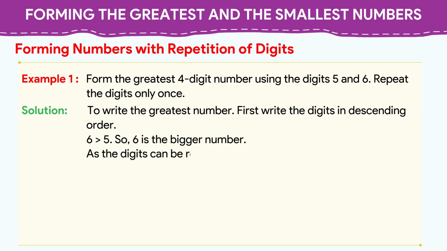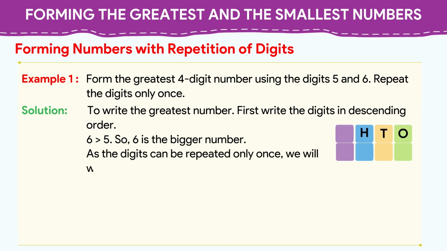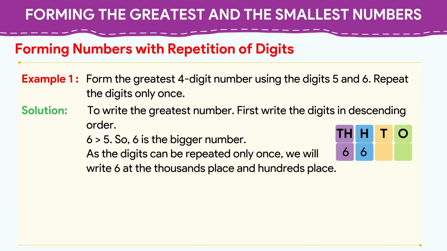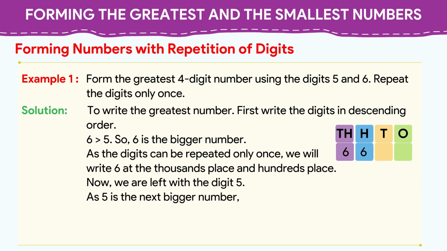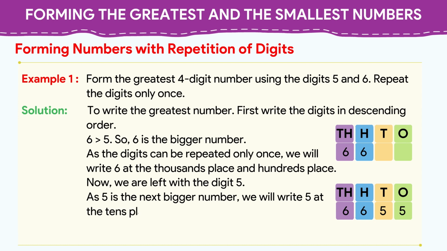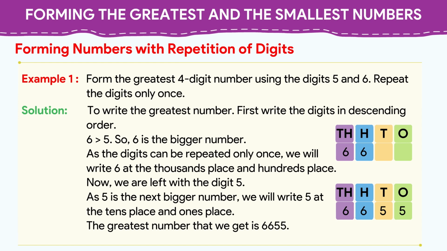As the digits can be repeated only once, we will write 6 at the thousands place and hundreds place. Now, we are left with the digit 5. As 5 is the next bigger number, we will write 5 at the tens place and ones place. The greatest number that we get is 6655.